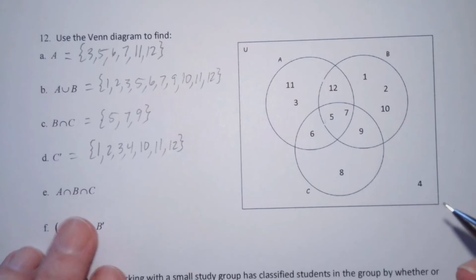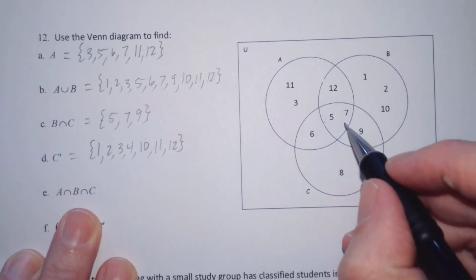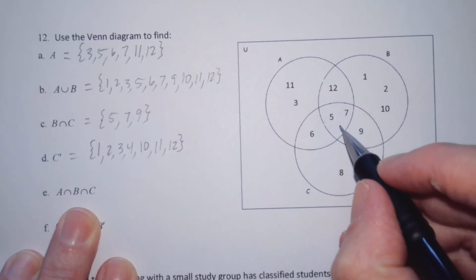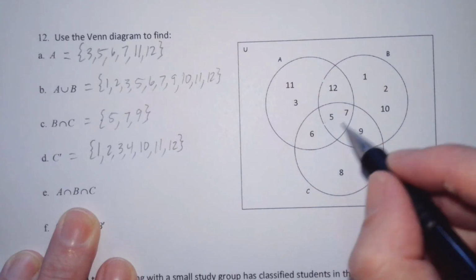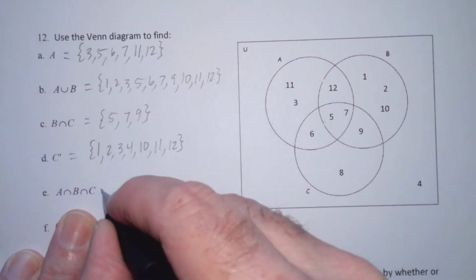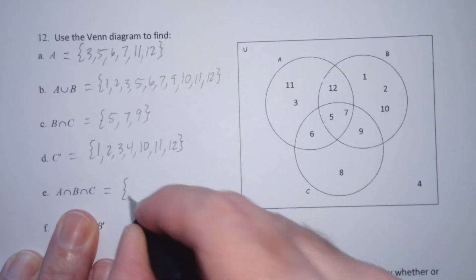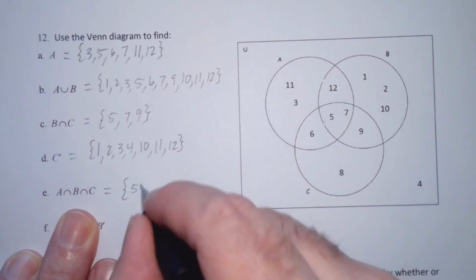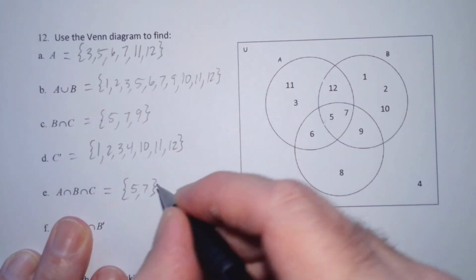All right, A intersect B intersect C. That's what the three circles have in common. So 5 and 7, the elements in here, are the only ones that are in all three circles. So this will be the set with 5 and 7 in it.